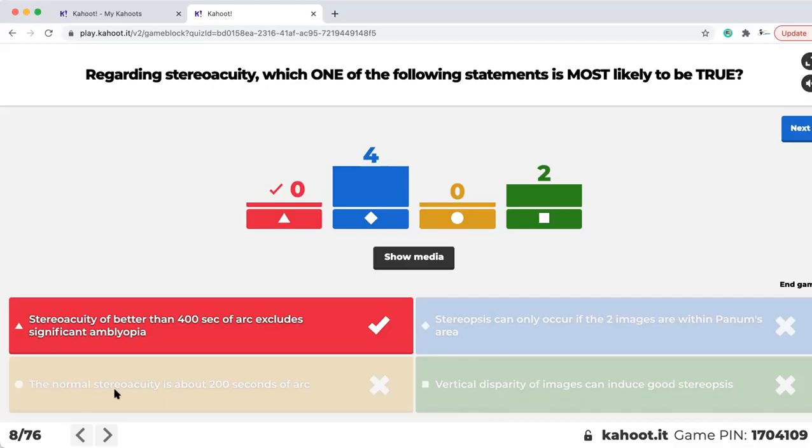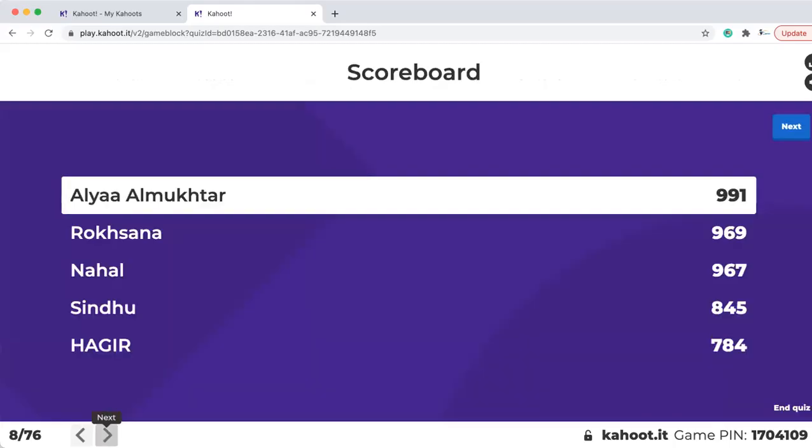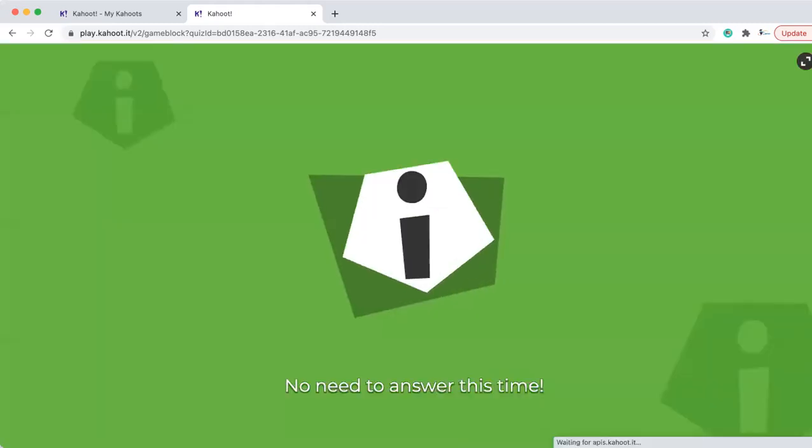As you all mentioned, the normal stereo acuity is about 60 seconds of arc only, not 800. And vertical disparity will not produce good stereopsis, because vertical disparity can cause more diplopia, and the brain will not be accustomed to fusing images that have vertical disparity and producing stereopsis. It will be more troublesome for the brain, but stereopsis is based on the horizontal disparity. So let's see who got it right. Nobody got the right answer, but let me explain this question further.